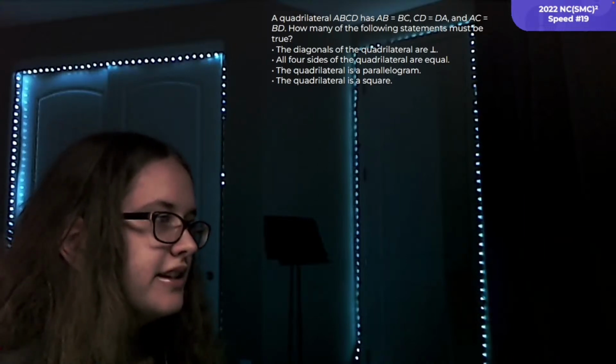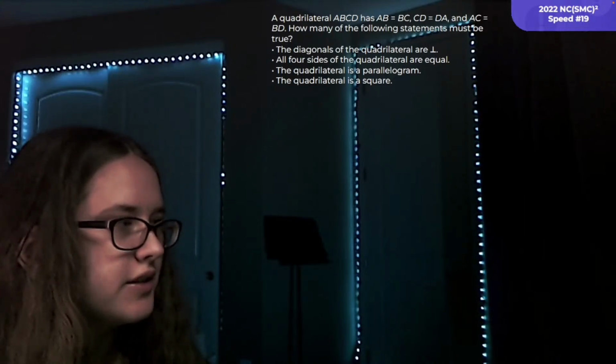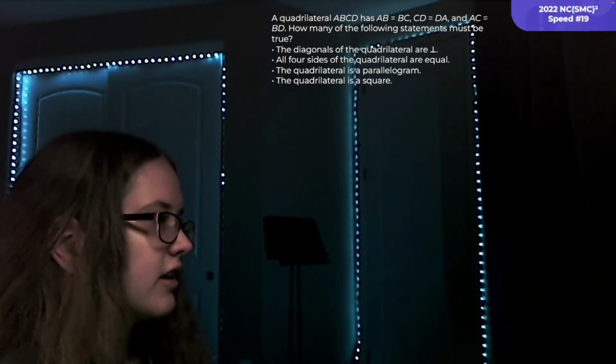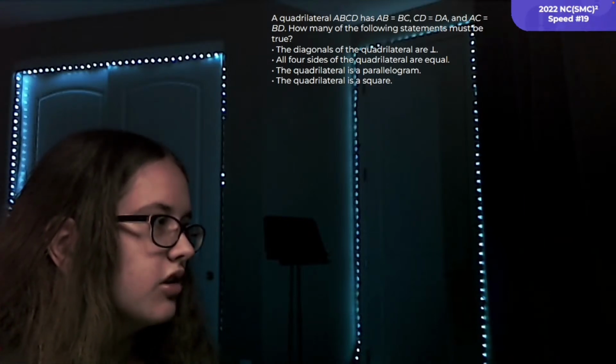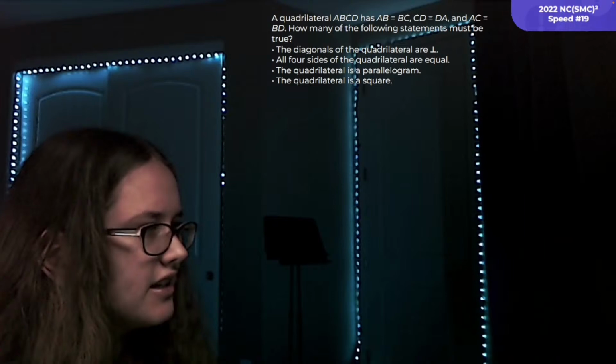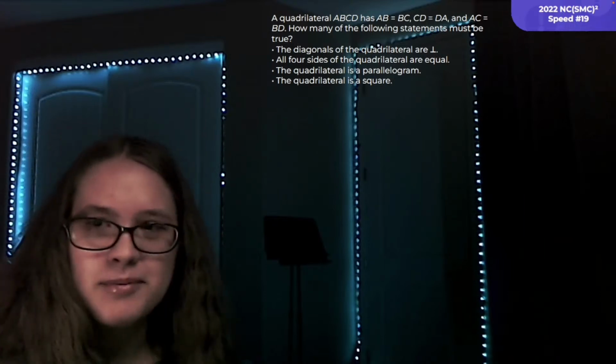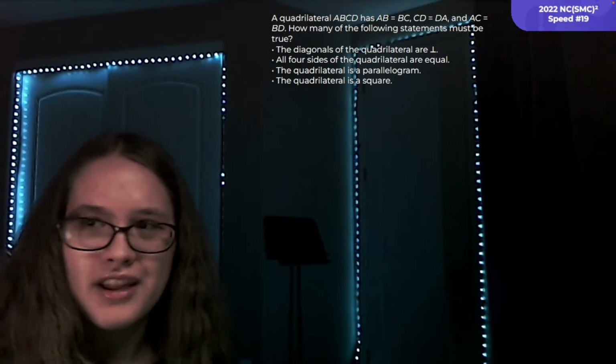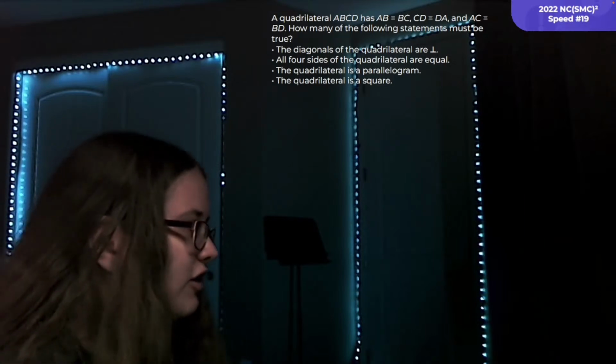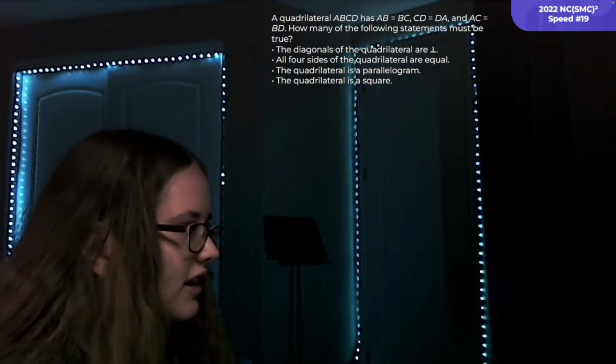So this is going to be question number 19 from the speed round. And we're given a quadrilateral with AB equal to BC, CD equal to DA, and AC equal to BD. So let me draw that first really quick, and we can get that.